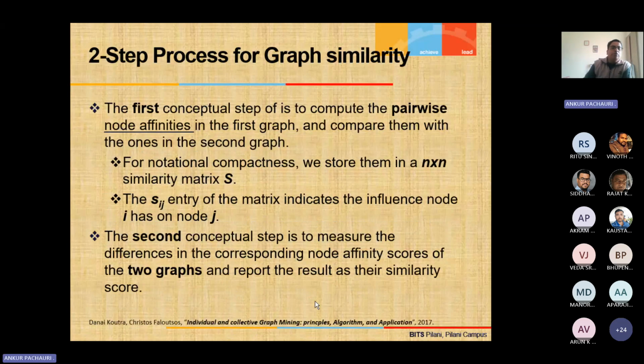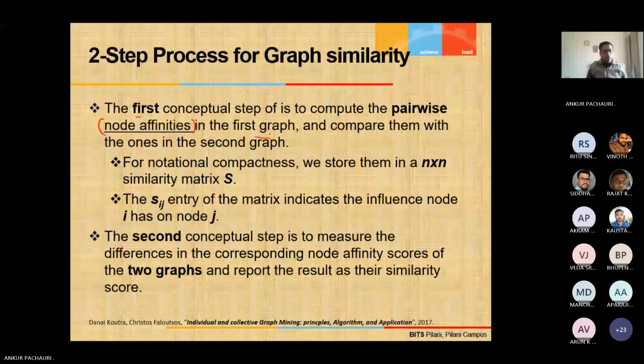So there is a two-step process for graph similarity. The first is the conceptual step to compute the pairwise node affinities in the first graph. Pairwise affinity means similarity scores. So if I'm given G1 and G2, the first step is the pairwise affinity, meaning how similar the nodes of G1 are to each other.